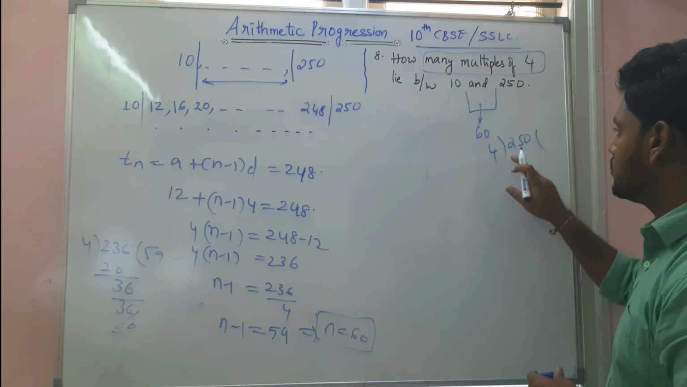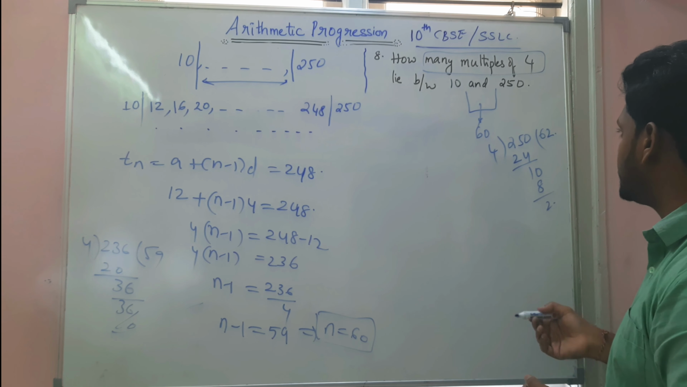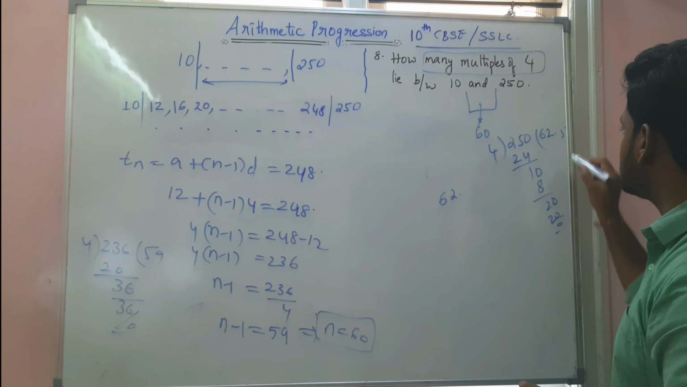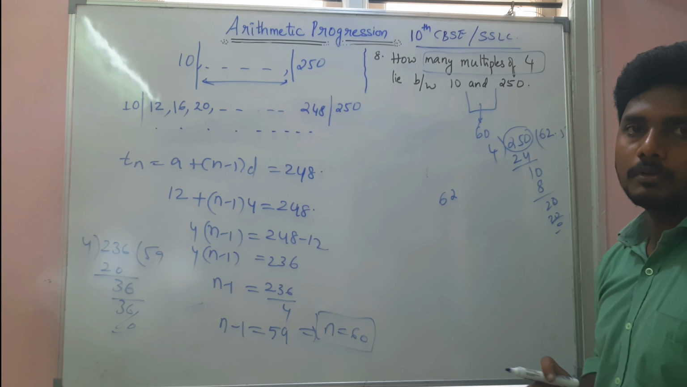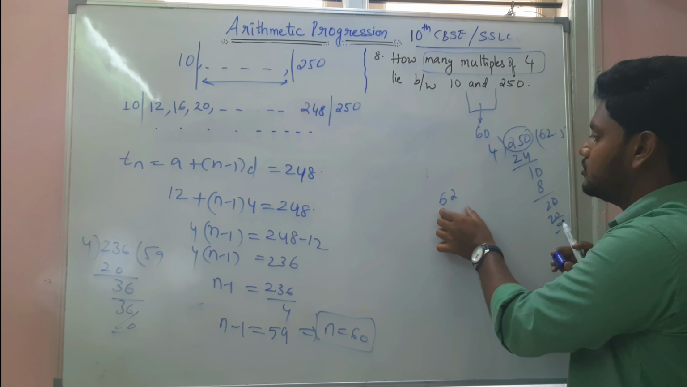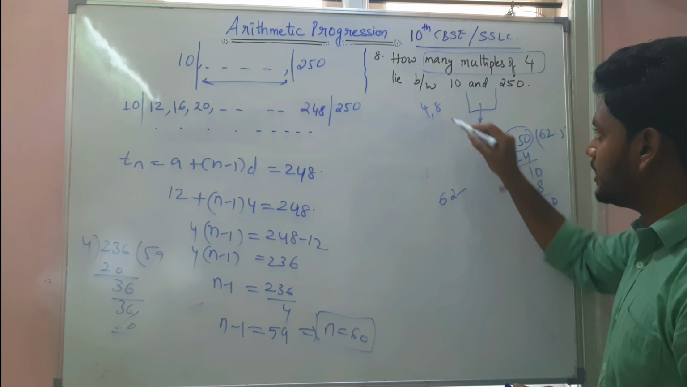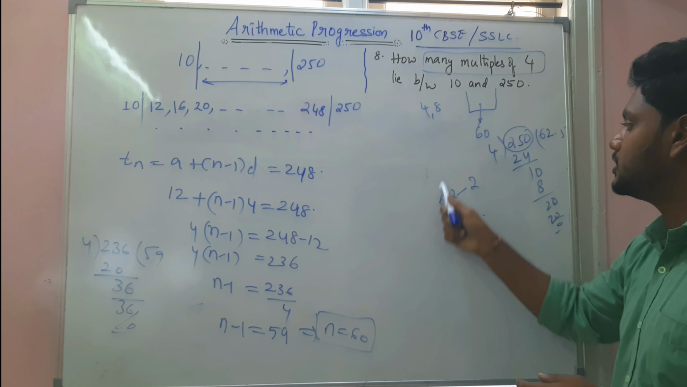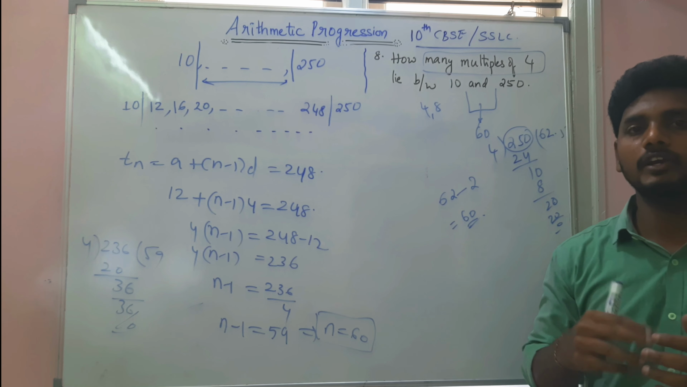Multiples of 4 up to 250: 4 6 is 24, remainder 1 10, 4 2 is 8, remainder 2. Now we get 62 point something, but this 0.5 we won't consider, only 62. So up to 250 we have 62 multiples of 4. But we need to remove the multiples of 4 less than 10, that is 4 and 8, and we get 60. Like this we can also solve. This is the objective procedure, and this is the subjective procedure.